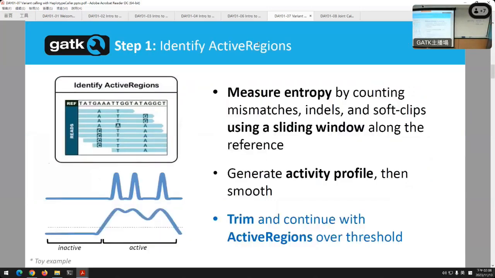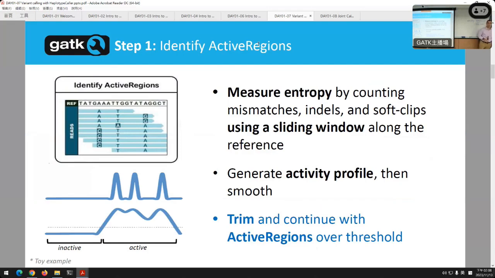Step 1, we call identify active regions. Now this is completely for speed and optimization. All the stuff in the next 3 steps is complex computational math. We're going to actually show you some of the math. I won't go into too many of the details. I won't scare you with the math, but there's a lot of math. And you're doing that at 3 billion bases. That takes a long time.